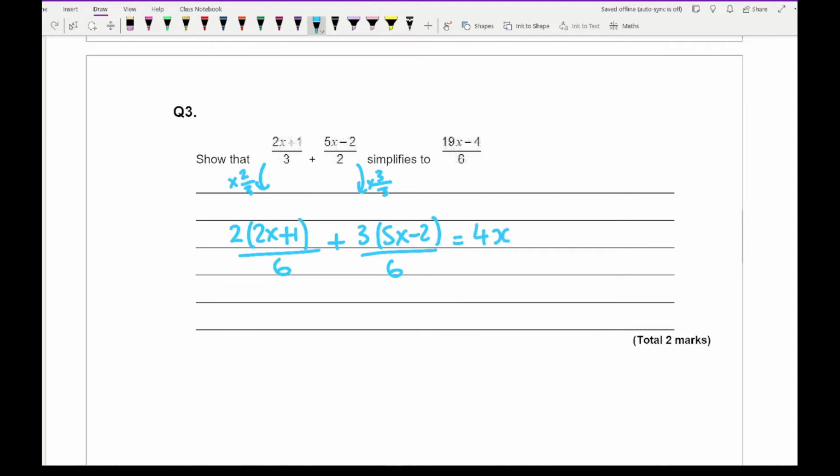I've got 4x plus 2 plus 15x minus 6 all over 6, and then if we simplify all of that we get 19x minus 4 over 6, which is what they wanted me to show.